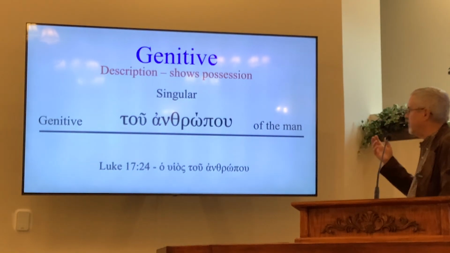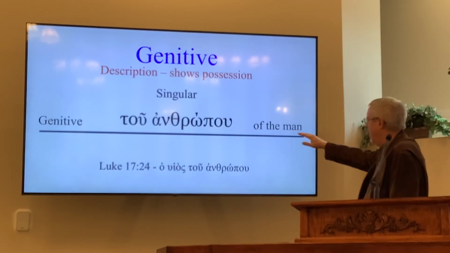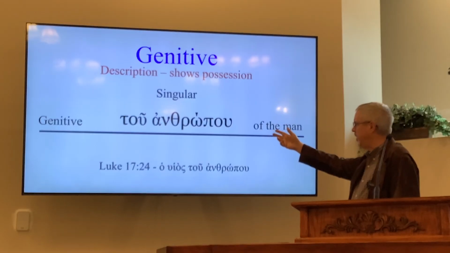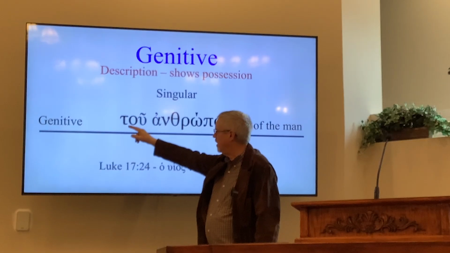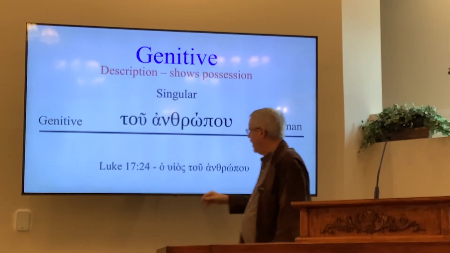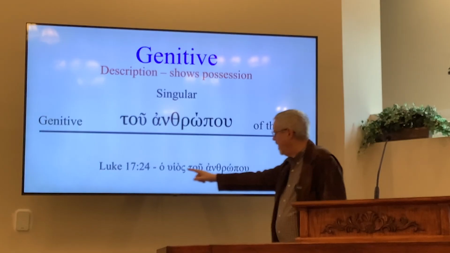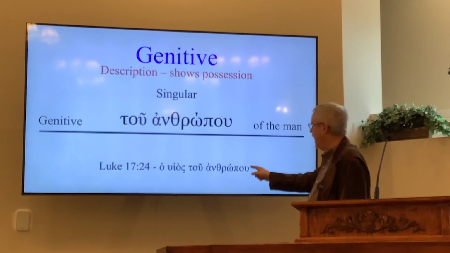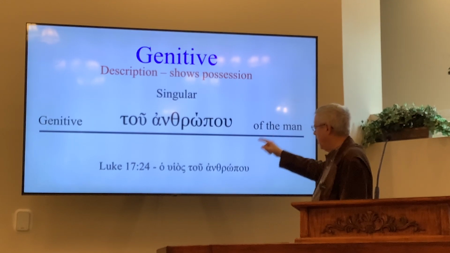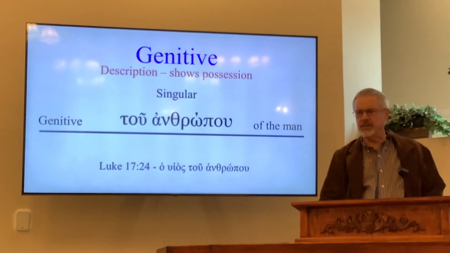Now we have genitive case, that is of the man. Tou anthropou means of the man. And we're changing the ending now from os to ou, and notice that the article also changed from ho to tou. All right, and this is in the genitive case, the Son of Man. That is man now in the genitive case. In English you wouldn't say the man. You would just say the Son of Man.